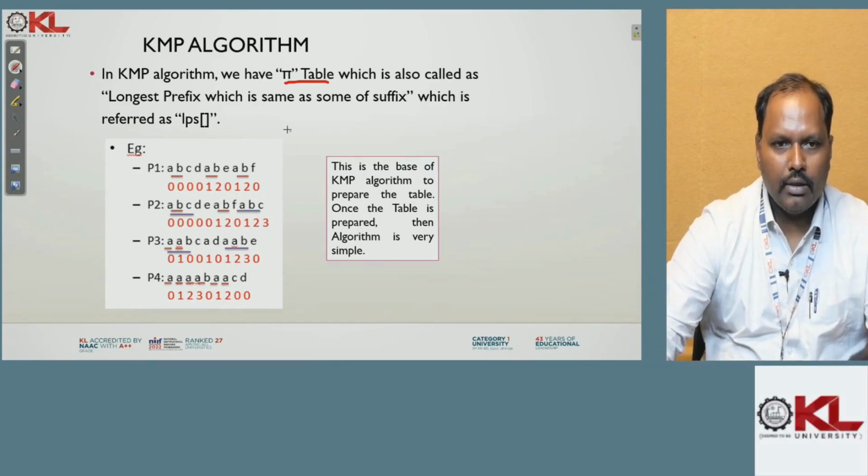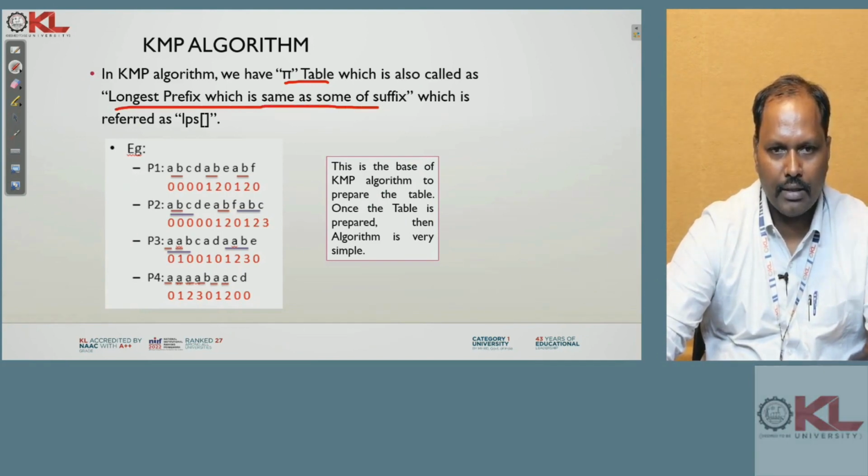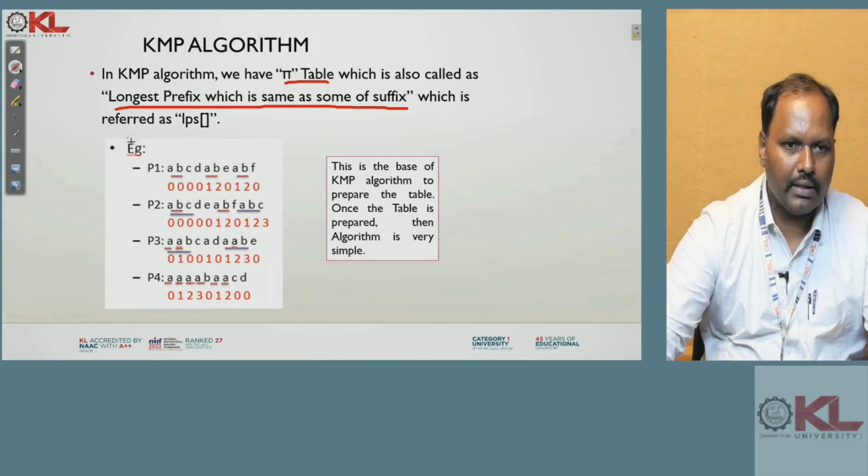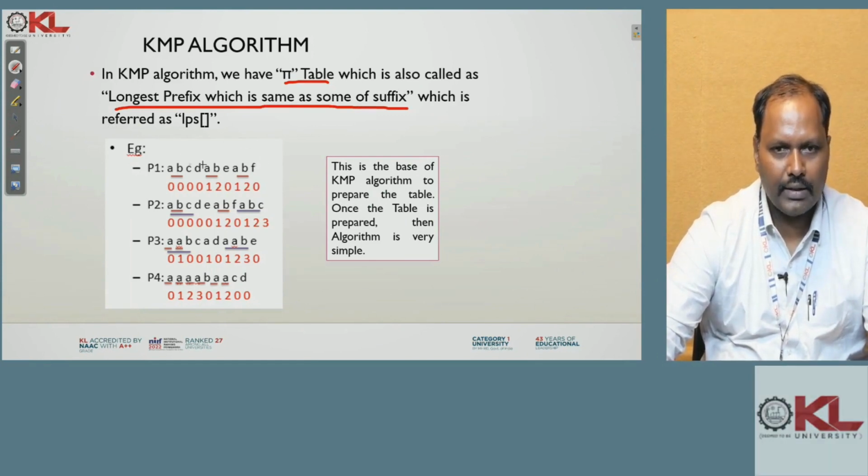Now the pi table is also called the longest prefix which is the same as a suffix. You can go for the prefixes and suffixes of the data using the longest. In shortcut we can say LPS array. So the KMP algorithm prepares one table. The first one is the pi table. Without the pi table, it doesn't do the comparison, because this is the major role of the KMP algorithm. Now coming to examples.